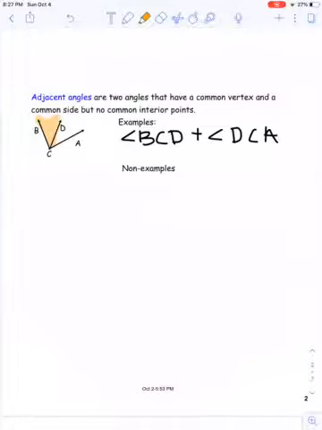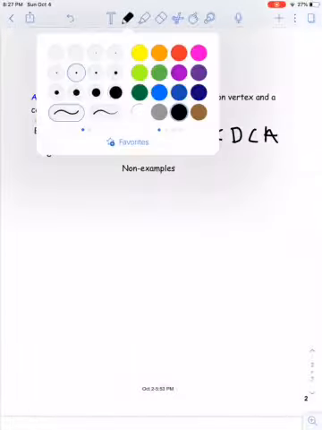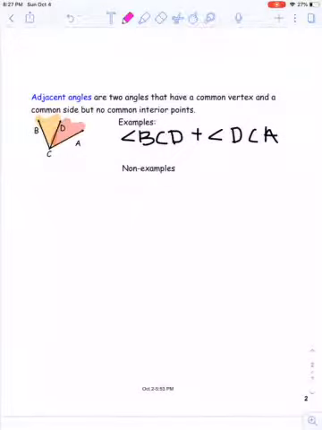BCD and DCA. If you notice, I don't have any overlapping highlight, okay? So that means there's no common interior points. And here's my common line, and there is my common vertex. So that would be an example.